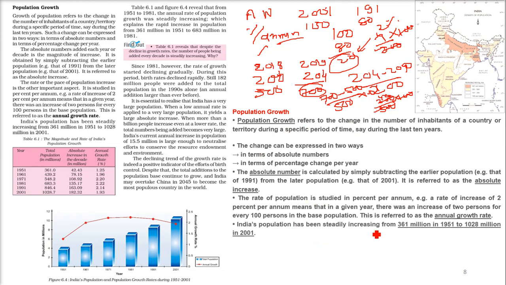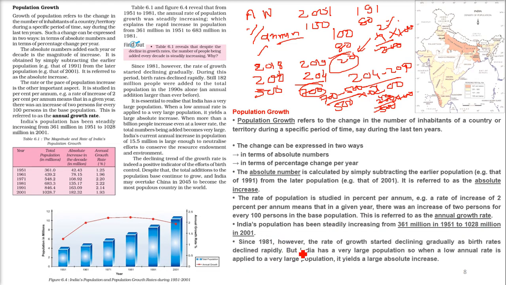So India's population has been steadily increasing from 361 million in 1951 to 1028 million in 2001. This we already saw. Since 1981, the rate of growth started declining. Now this is the question being asked: why, from 1981, did the population's rate of growth start declining gradually? Because the birth rate declined rapidly. But India has a very large population, so when a low annual rate is applied to a very large population, it still gives a large absolute increase.